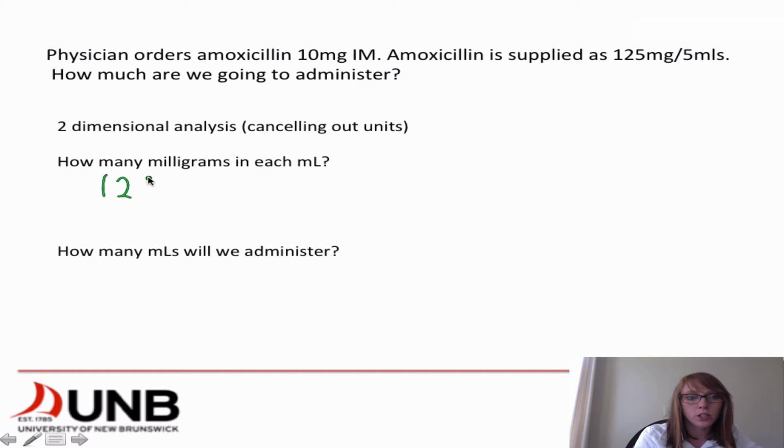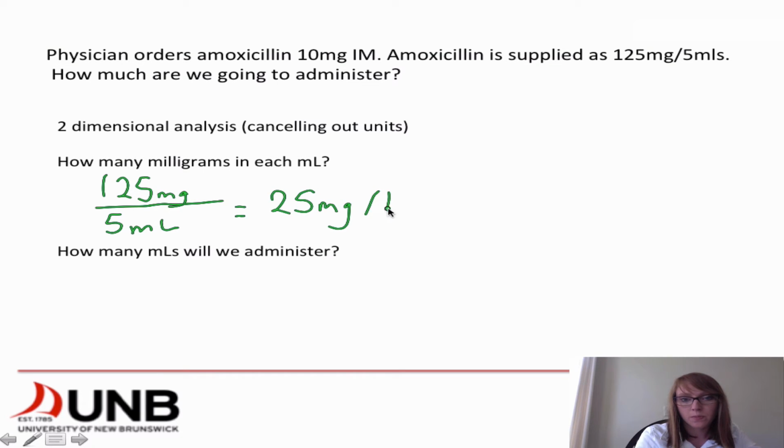So we are doing 125 milligrams. We want milligrams per mL, so we're just putting it over our 5 mL. And our answer is going to be 25 milligrams per 1 mL. So why I think it's really important to do it this way, this is the way that I prefer it, but again, whatever works for you is what you need to use.